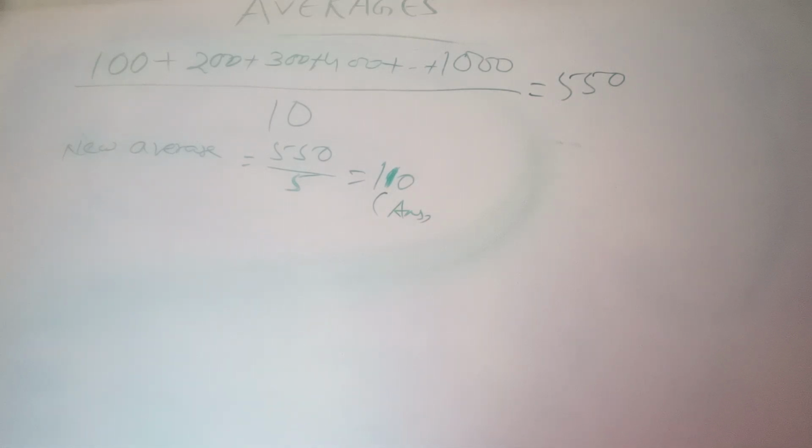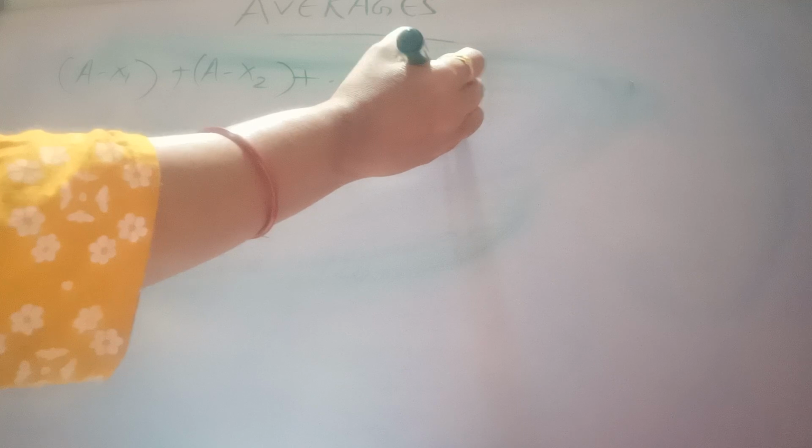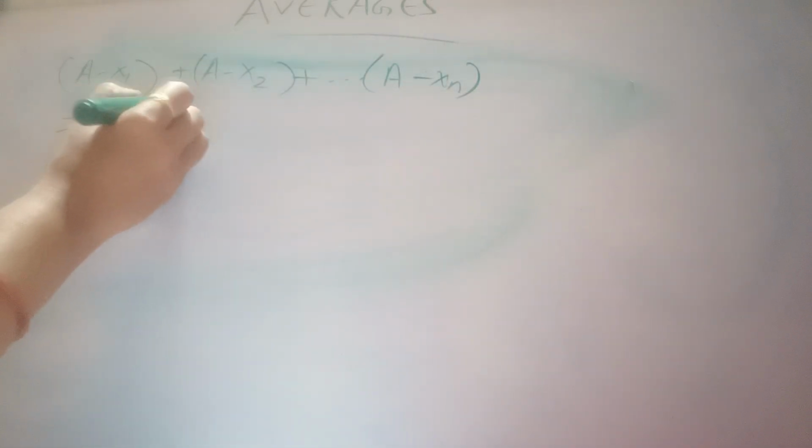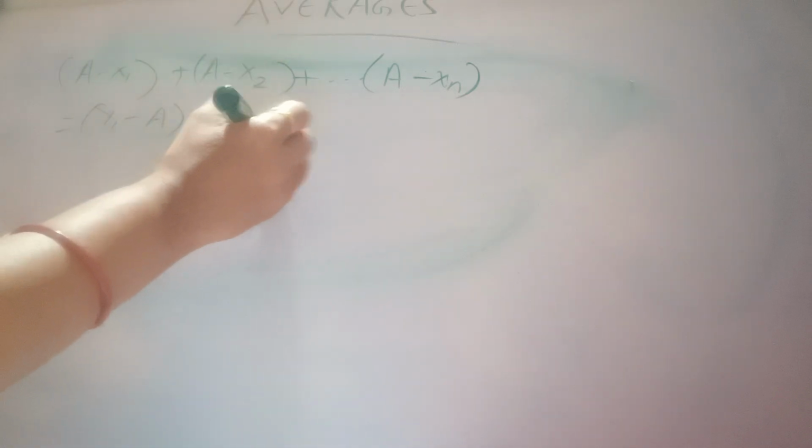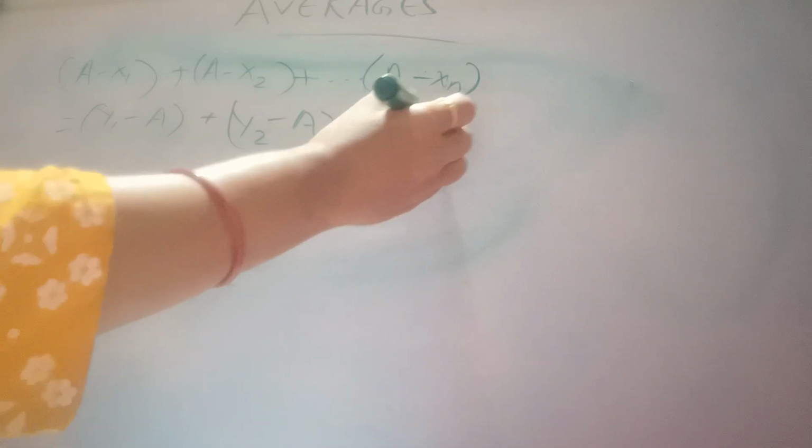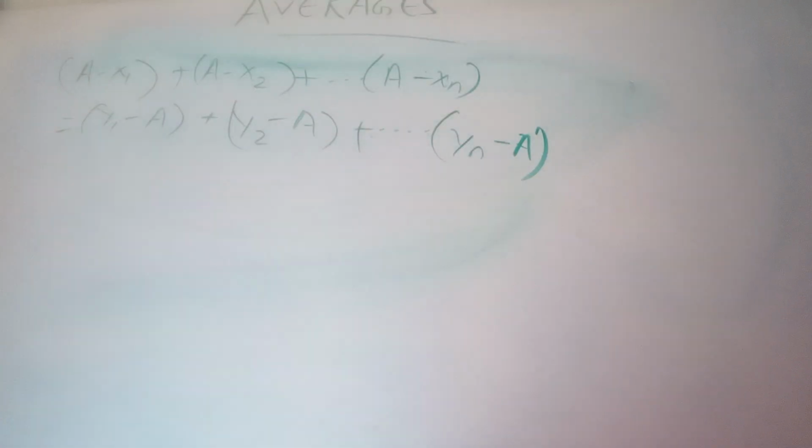Next question. If A be the average of x1, x2 up to xm and y1, y2 up to yn, where x1, x2 up to xm are below A and y1, y2, y3 up to yn are above A, then our rule is: A minus x1 plus A minus x2 plus up to A minus xm equals y1 minus A plus y2 minus A plus up to yn minus A. That is, the surplus above the average is always equal to the net deficit below the average.